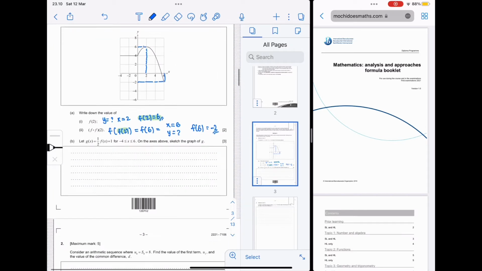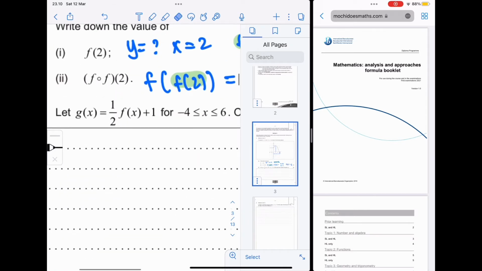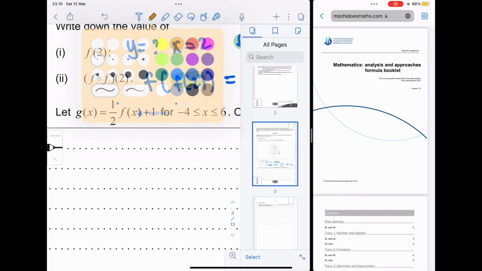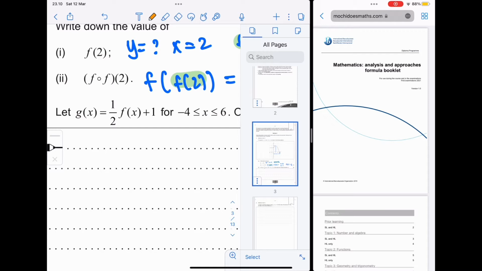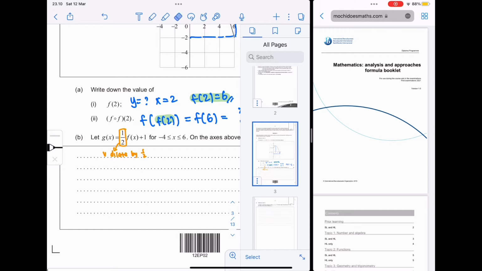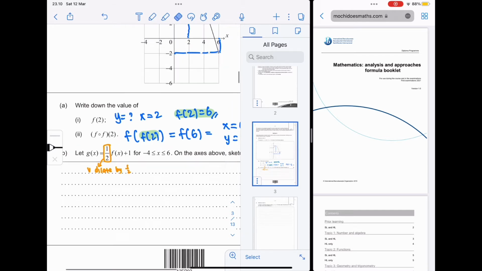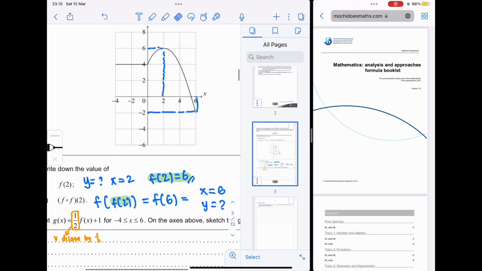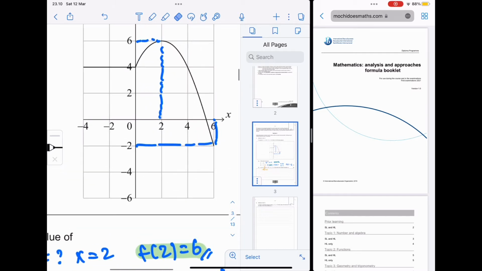Okay, let g(x) equal and so on. Here are some things you need to know that are not provided in the formula booklets. The half here, the constant in front of the function, means a vertical dilation by 1/2. A vertical dilation by 1/2 indicates that the function will be compressed vertically, so the heights from the original will be halved.